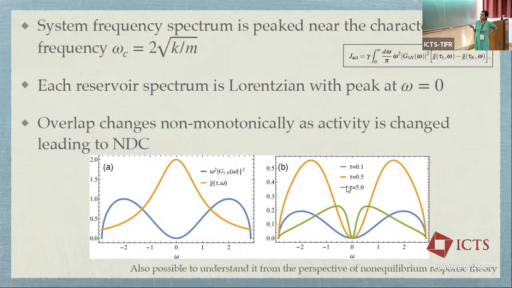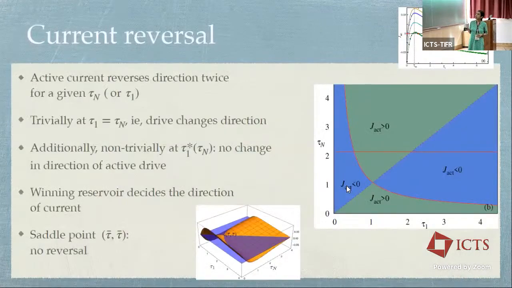So here, this is shown for different values of τ. We are now talking about one of these reservoirs. If we can understand the non-monotonicity in one of them, then we can have it for both of them. So here you see that if I increase τ, the blue curve is τ equal to 0.1, then this is τ equal to 0.5, and then τ equal to 5. So the overlap actually changes non-monotonically, which in turn results in the change in the area, which gives rise to the non-monotonic behavior of the current. There is another way to understand this NDC, which is through the perspective of non-equilibrium response theory, but I'll not go into that in this talk.